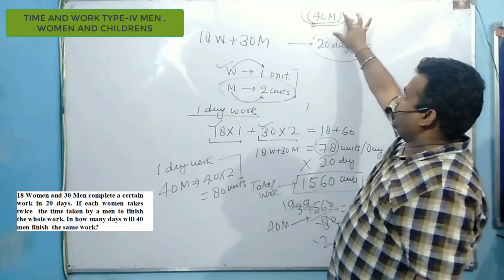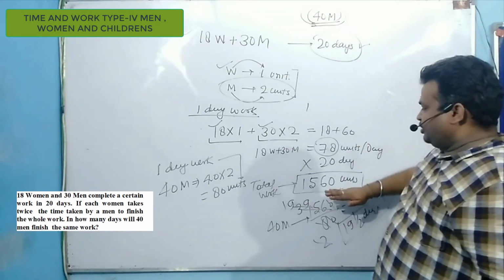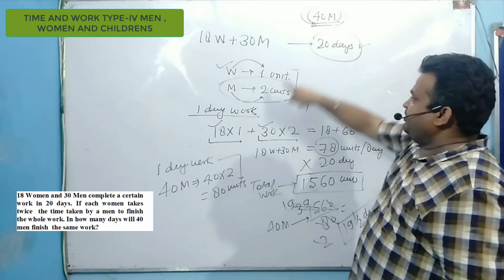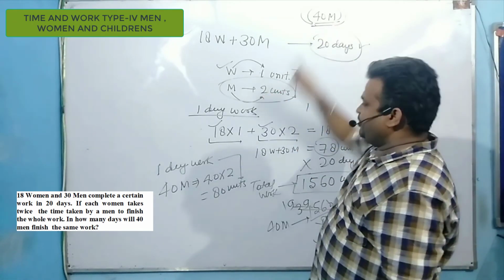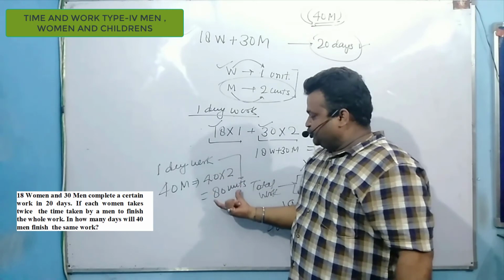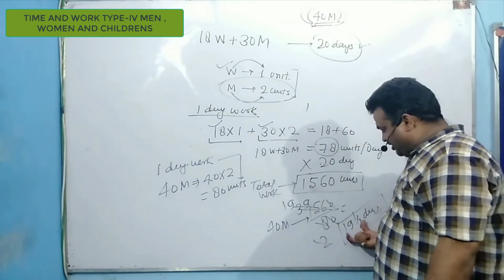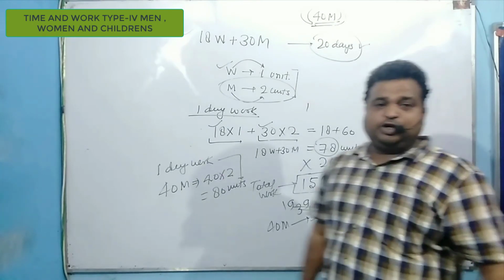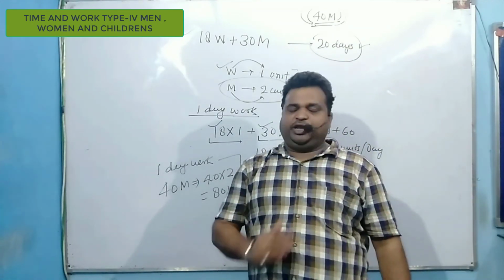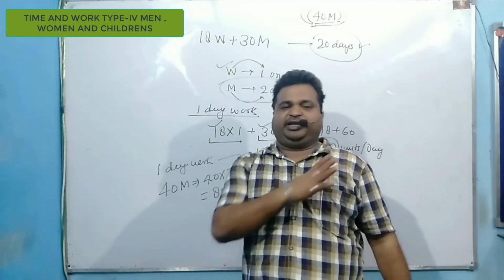Now you need to calculate how much time 40 men take to complete this work, but each man produces 2 units, so 40 men produce 80 units per day. So how much time does it take to complete this entire work? 19 and a half days to complete the entire work. Very good, very important and very interesting question.